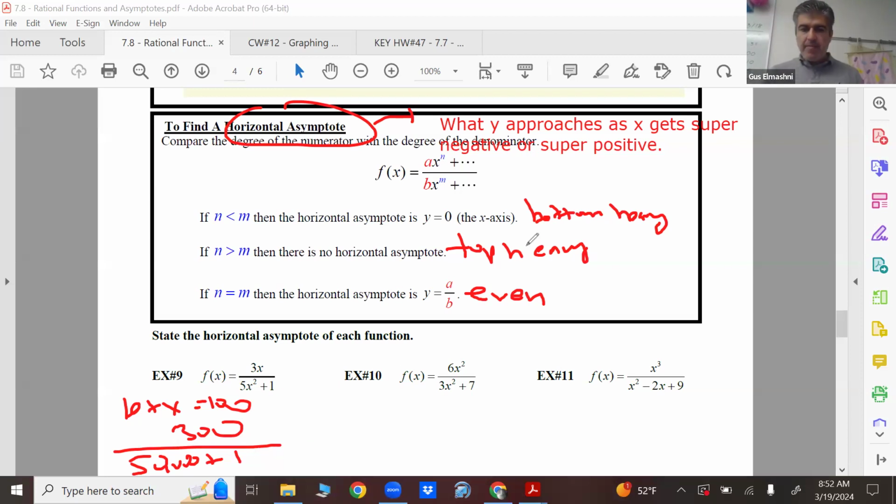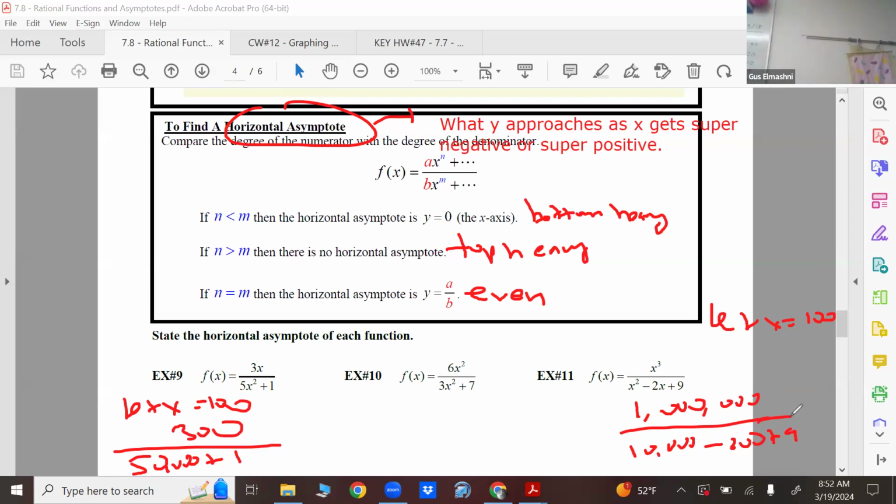Let's do this one, the 11th example, over to the right. Let x equal 100. What does the top become? The top becomes 1,000,000, you have 6 zeros. What does the bottom become? 10 thousand. Sure, that gets big, minus 200 plus 9. But guess what? What's much bigger, the top or the bottom? The top. The bottom never catches up to it. There's going to be a separation. So in this case, the horizontal asymptote is y equals 0. Here, there is no horizontal asymptote.